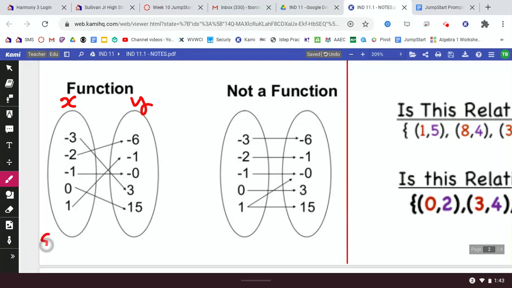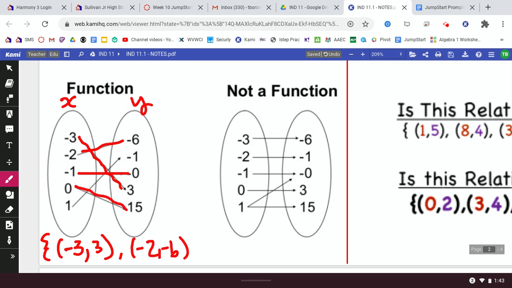So if I was to write out this relation, I would say that the x of negative 3 goes with the 3, right? You follow the line, and you see that the negative 3 goes with the 3. Then you would see that the negative 2 goes with the negative 6, right? Negative 2 goes with the negative 6. Now, you do not have to write out the points at the bottom. I'm just doing this to show you how to read these diagrams, okay? The negative 1 goes with the 0, the 0 goes with the 15, and the 1 goes with the negative 1. So that's how you know which x goes with which y.